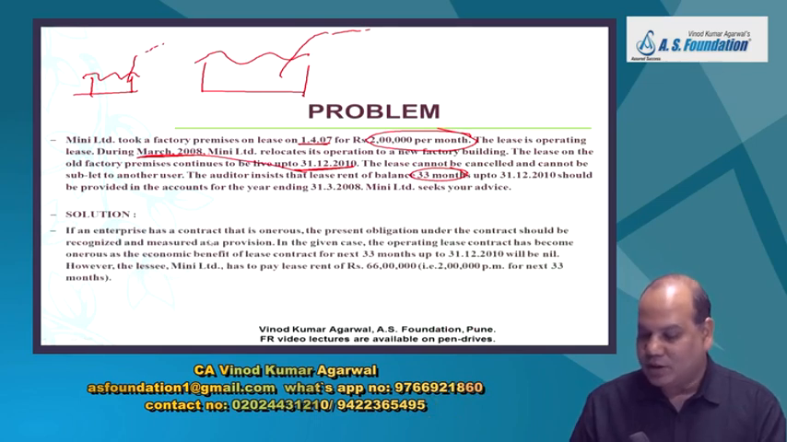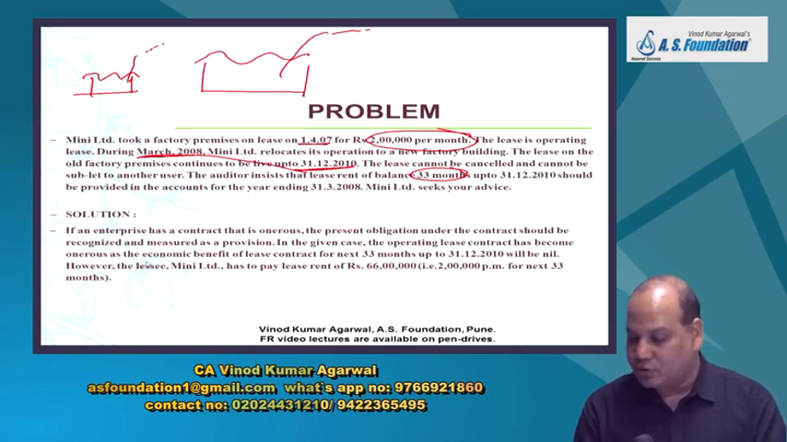If an enterprise has a contract that is onerous, this contract has become onerous because there is no economic benefit. Economic benefit is zero. And the cost of fulfilling the obligation would be 66 lakh. The present obligation under the contract should be recognized and measured as provision. In the given case, operating lease contract has become onerous.